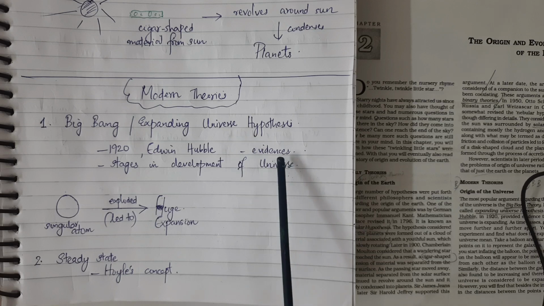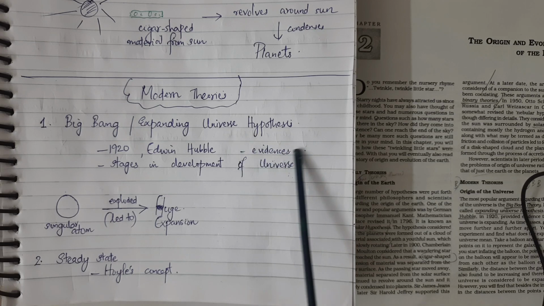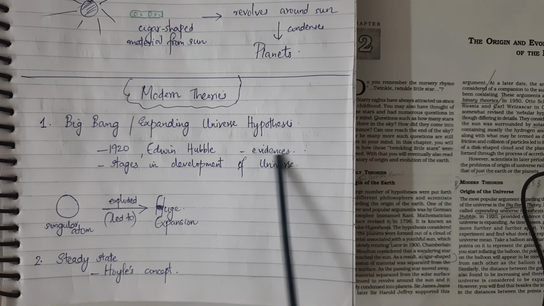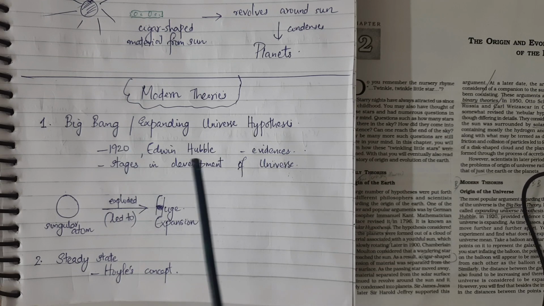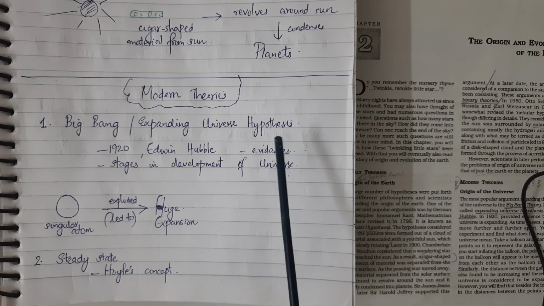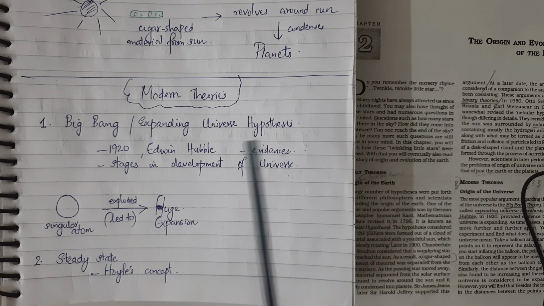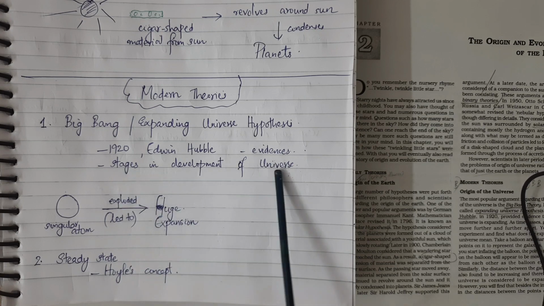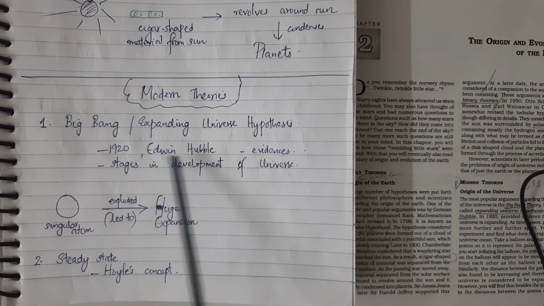And there was a question in prelims one year regarding the evidences of Big Bang theory. So you have to go through that. Then, stages in the development of universe. This theory is telling about the various stages in development.